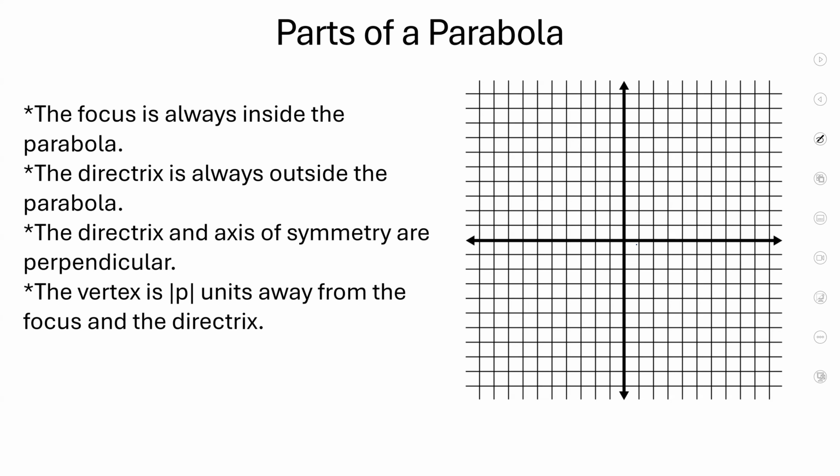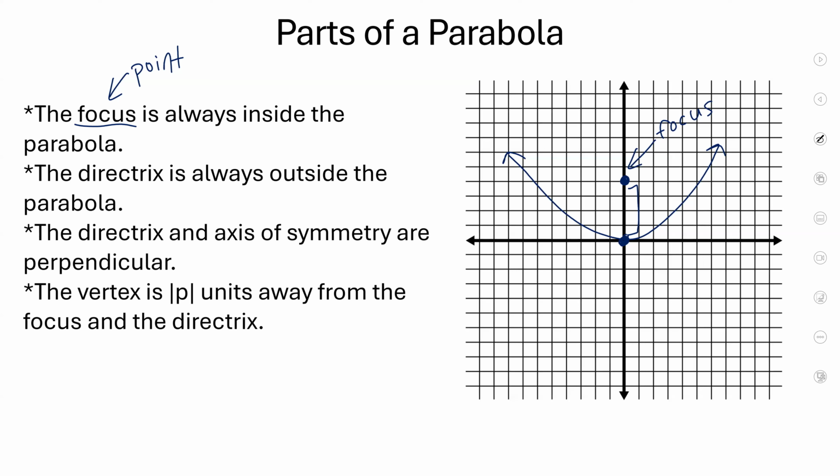So for my parabola, let's say that I'm centered right here at the origin, and I'm going to make it face up. Your focus is a point. This is always a point, and it's always on the inside. So I'm going to make it 4 spaces away. This is my focus, and it's a distance of 4 units away from the vertex.